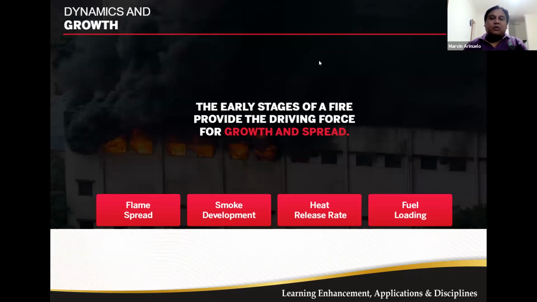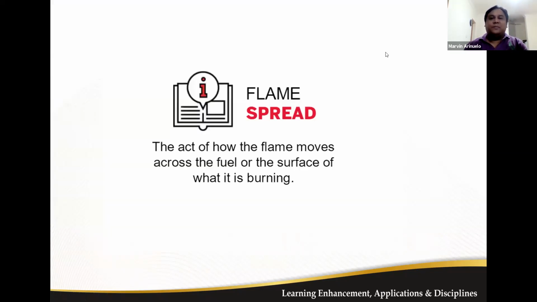The rate and the amount of energy produced by the initial fire will frequently determine whether the fire will spread beyond that area or compartment. The fire serves not only as a source of energy, providing flame and heated gases, but also as the source of smoke particulates and corrosive gas, which are what we call the products of combustion. So let us discuss flame spread, smoke development, heat release rate, and fuel loading.